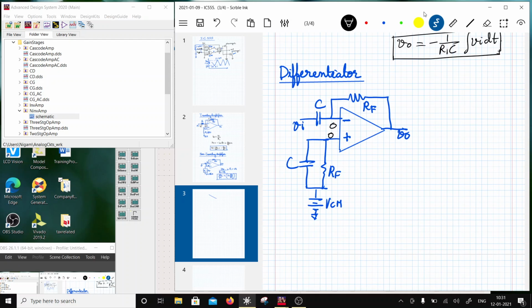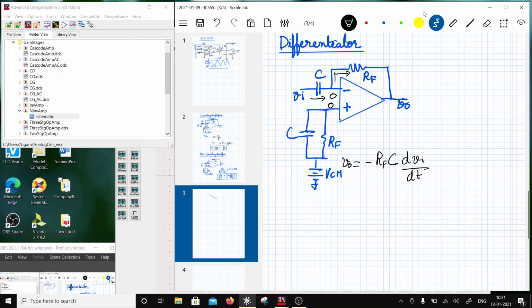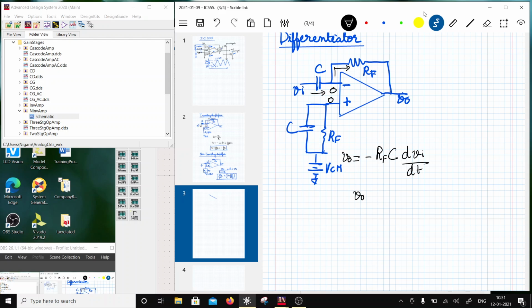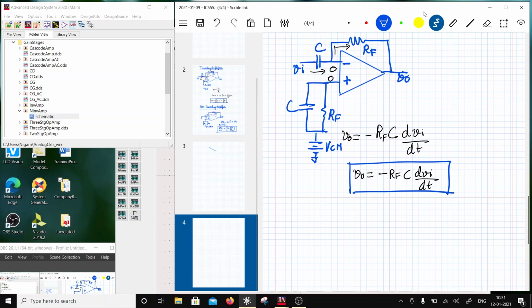So now the current which flows in the capacitor is C dV by dt, and this current continues to flow this way. Okay, so this will be minus RF times C dV by dt. That's going to be VO. So we have VO is equal to minus RF C times dVi by dt. So this is a differential of the input voltage signal. So this is how a differentiator would work.